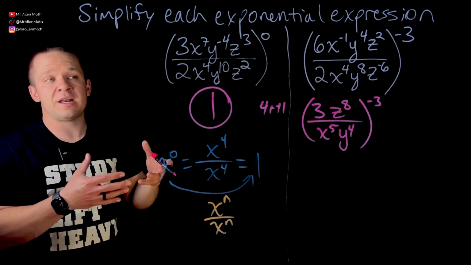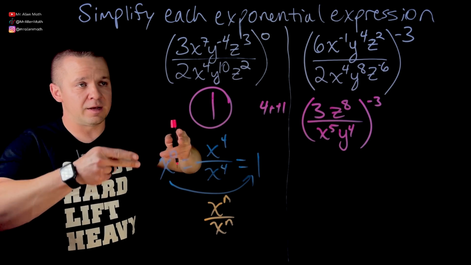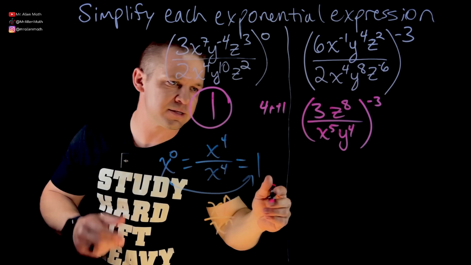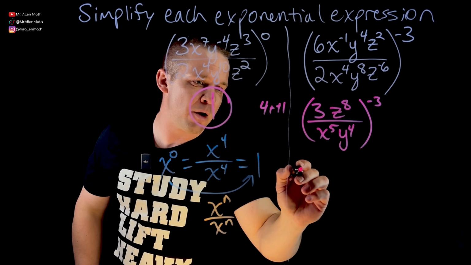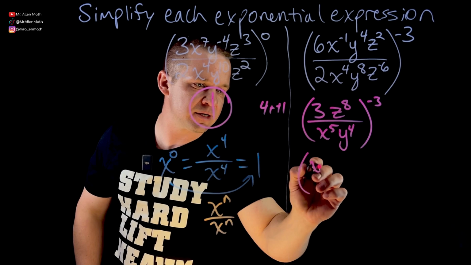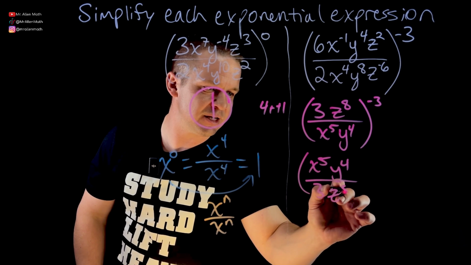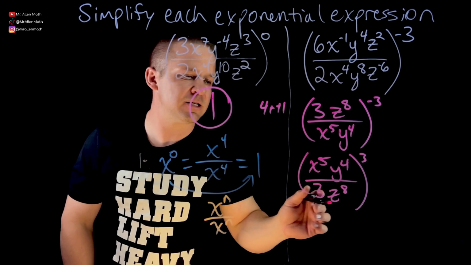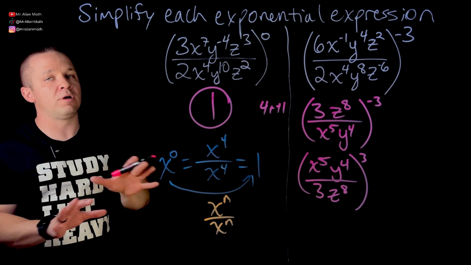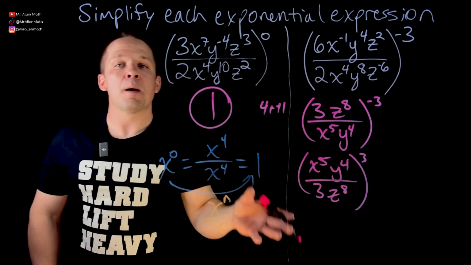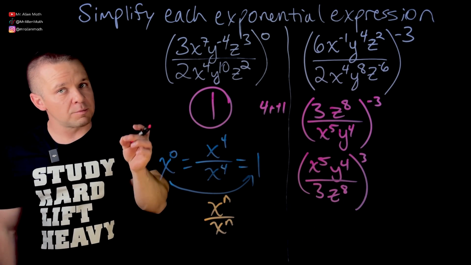Now, we're going to deal with that negative exponent outside by flipping the inside. You could distribute your negative exponent and then you just have to shift everything around anyways, so I don't see the point in doing that. We're going to just flip it. I'm going to have x to the 5th, y to the 4th, over 3z to the 8th, all raised to the positive 3rd now. Now we're ready to rock and roll and finish this thing off. We're going to distribute that exponent, power to a power. We have to multiply our exponents.